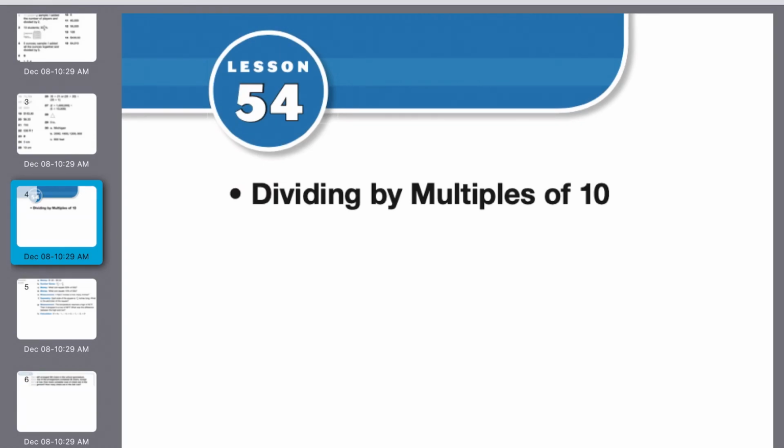Lesson 54, dividing by multiples of 10. When dividing by multiples of 10, we'll take, for example, 323 divided by 10. When dividing by multiples of 10, this first spot will always be blank here, because you can never divide a single-digit number by a double-digit number.